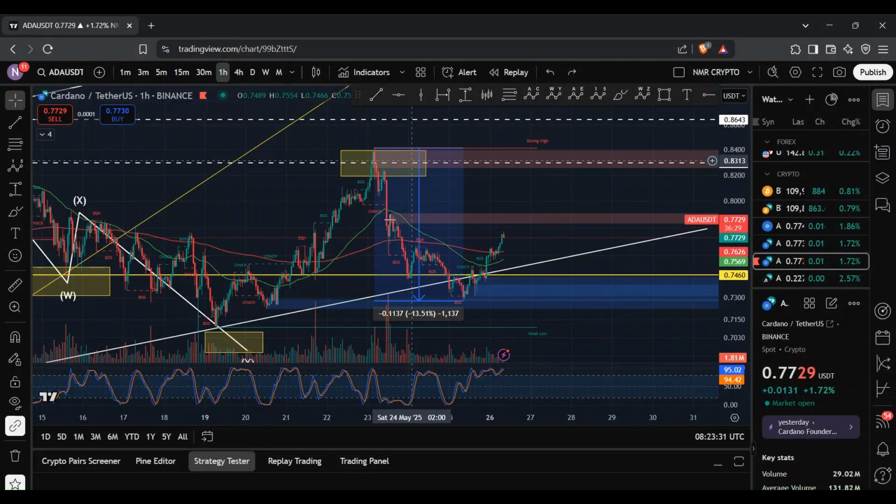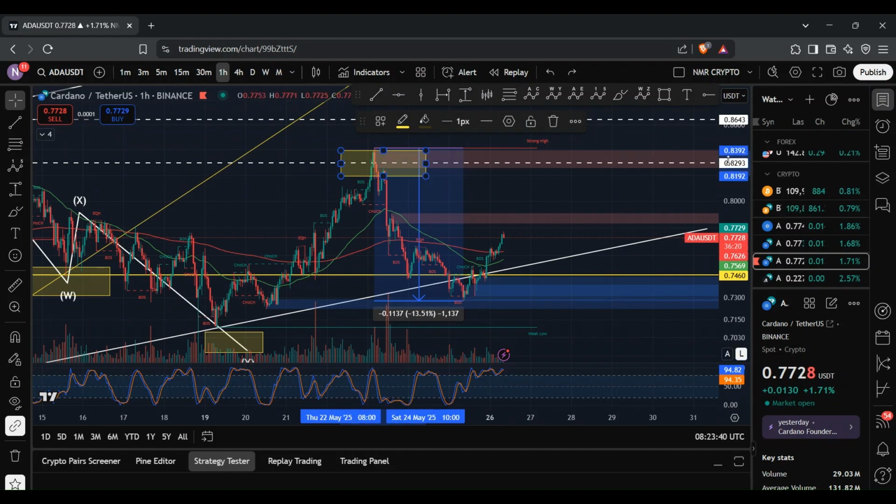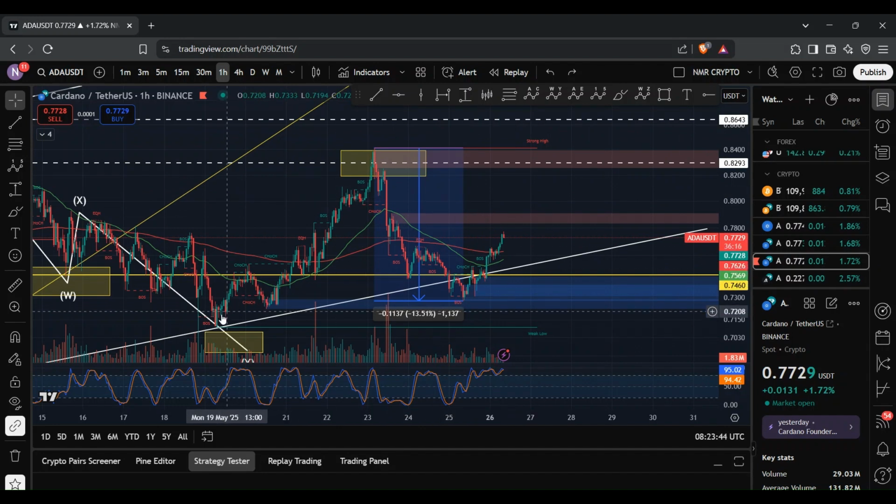So we ended up seeing a 13.5% move to the downside. And this was after we had experienced a surge to the upside, where we tapped into this region here between 81 cents to 84 cents. And I talked previously about how we could have three potential setups in play, where one of which was a WXY structure, where of course the Y wave tapped into this region here.